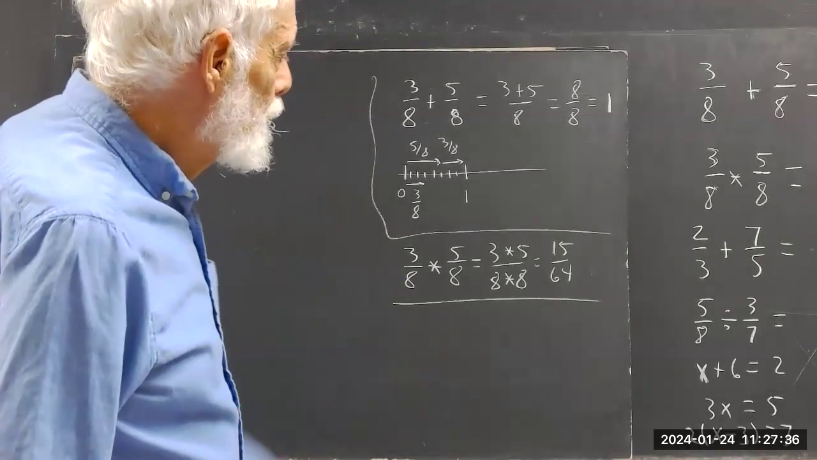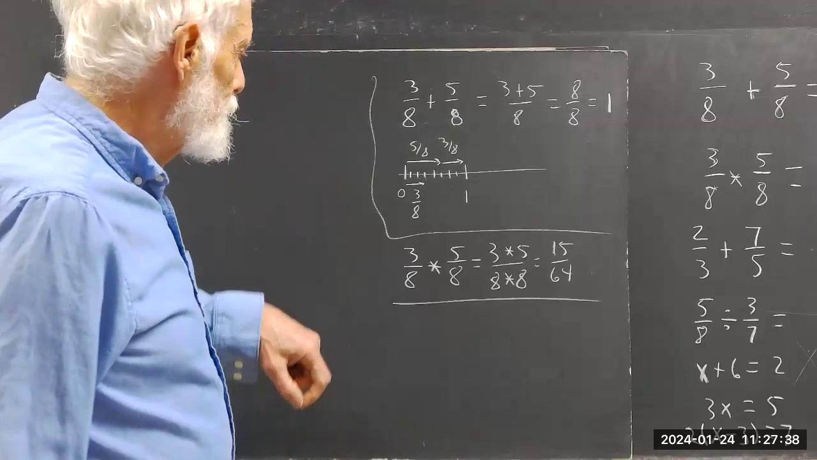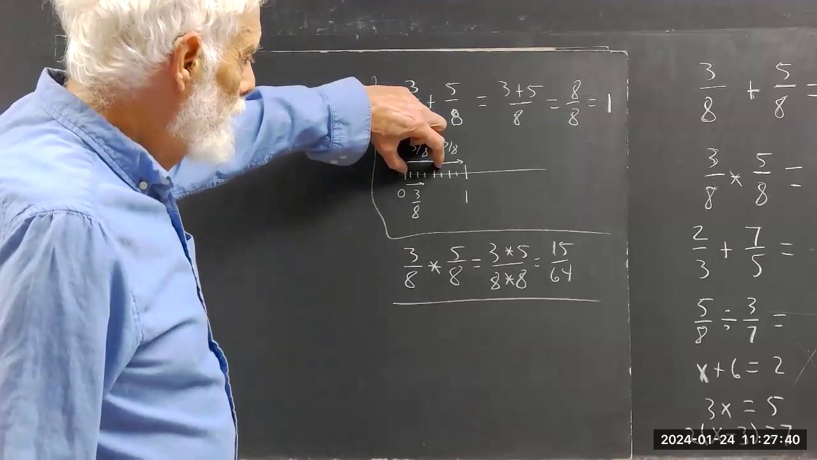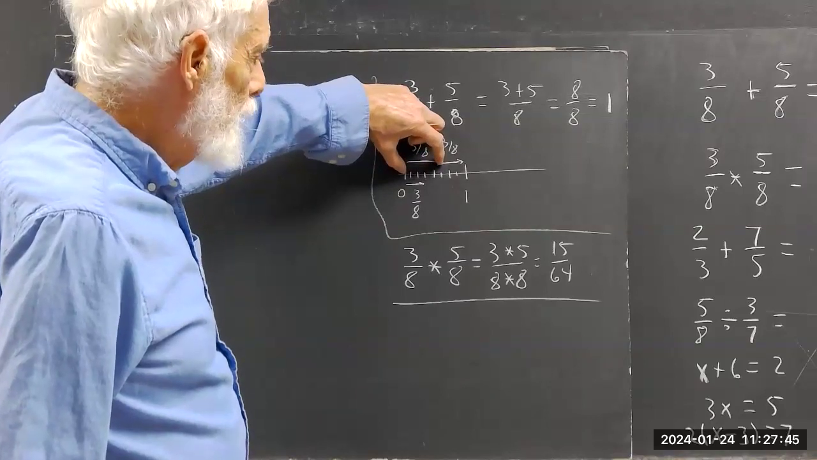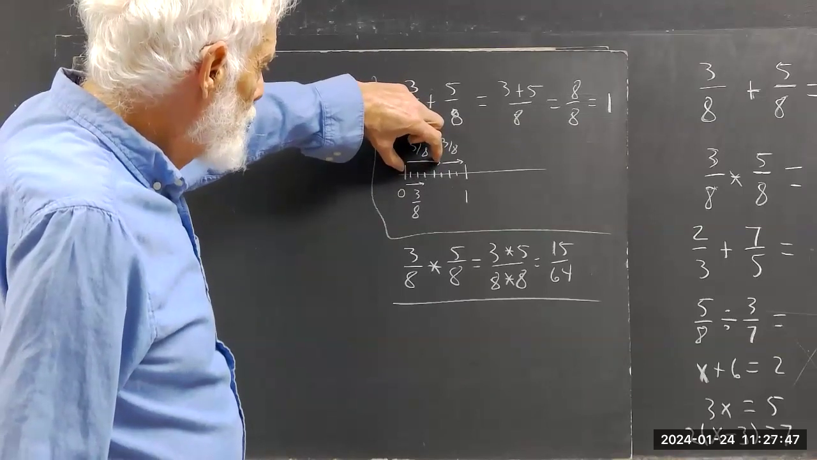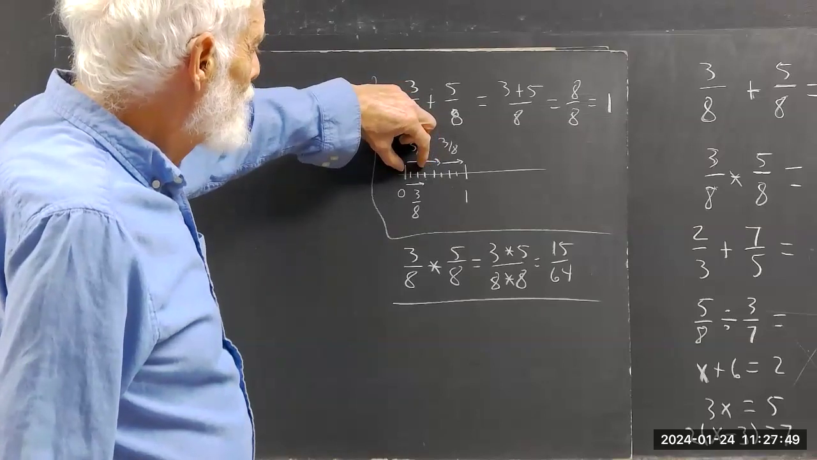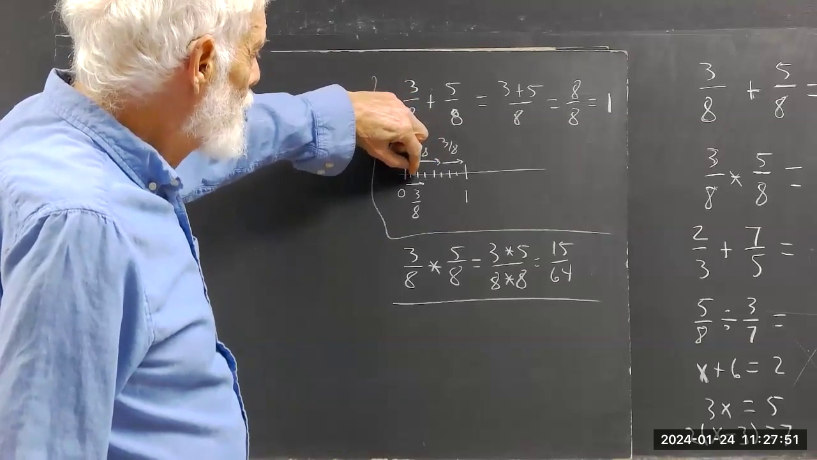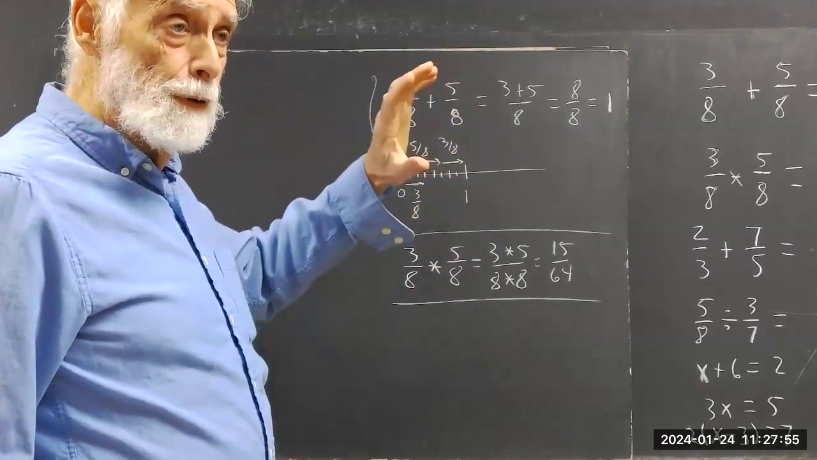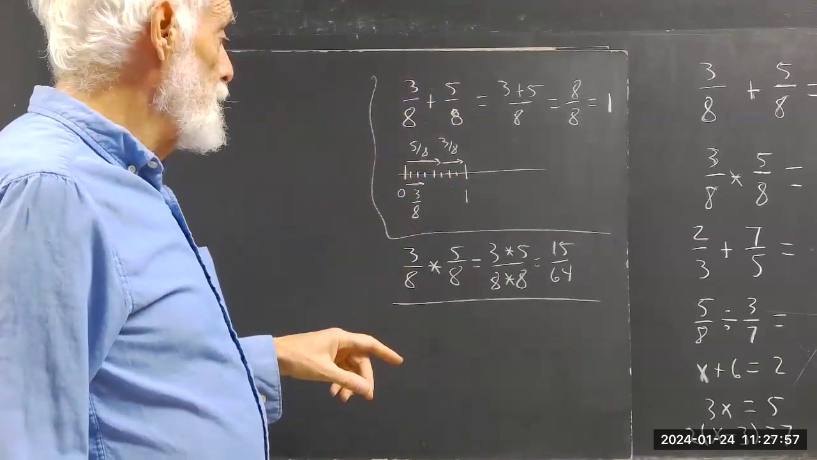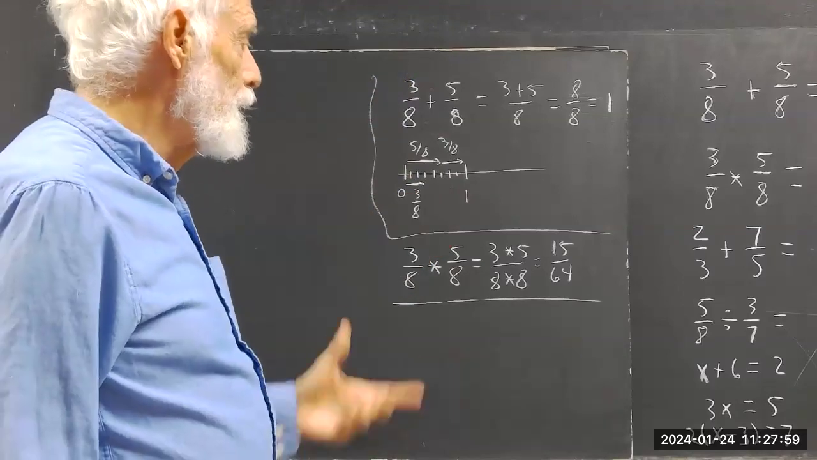Now, what's actually going on here, and you might not relate to it that well, but here's 5/8. If you take 3/8 of that, 3/8 is a little less than a half. So you're gonna have a little less than the 5/8. Well, if I do another division, I've got this divided into 16 parts, another division would be 32, another division would be 64, and I count over 15 of them.